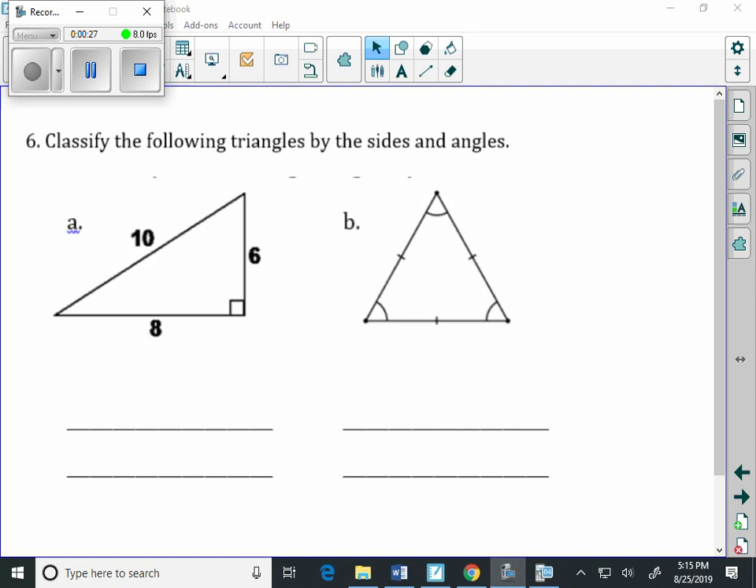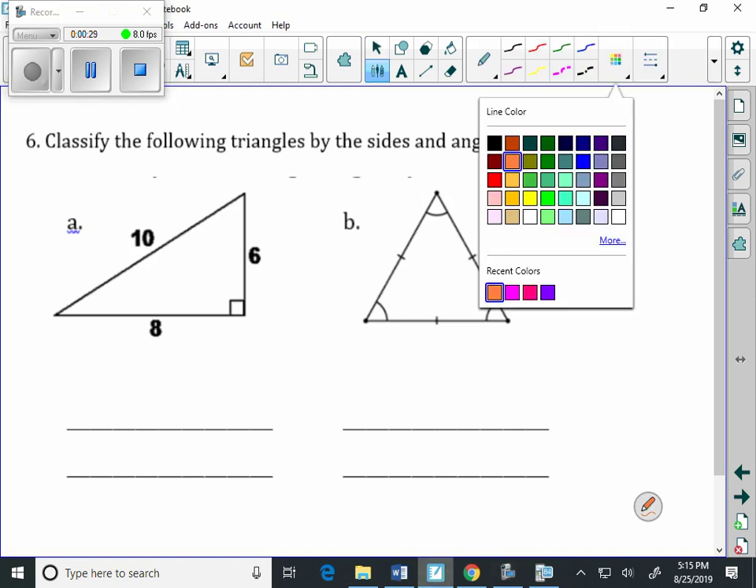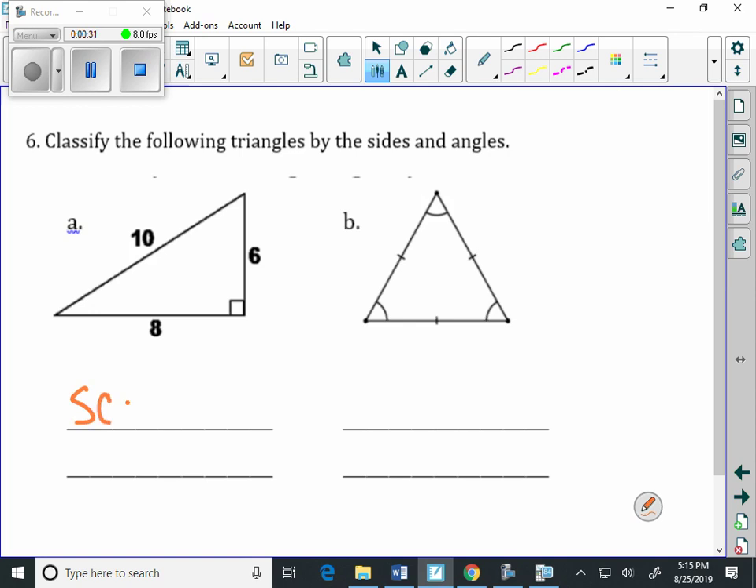And what we call that is a scalene triangle. The other thing that I happen to notice in this triangle is that there is a box in the corner, and that box in the corner means that we're working with a right angle. So this is a right triangle.